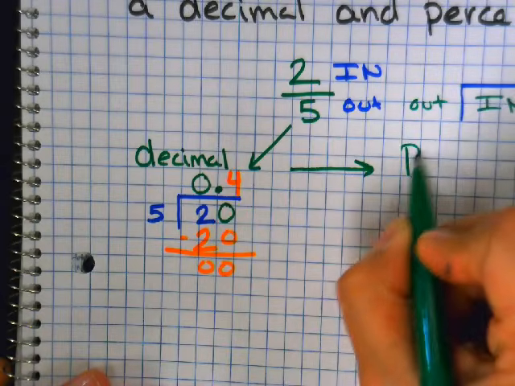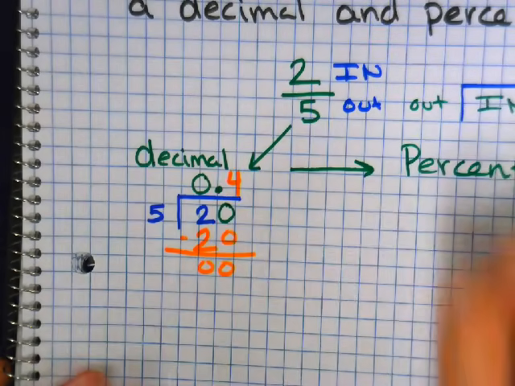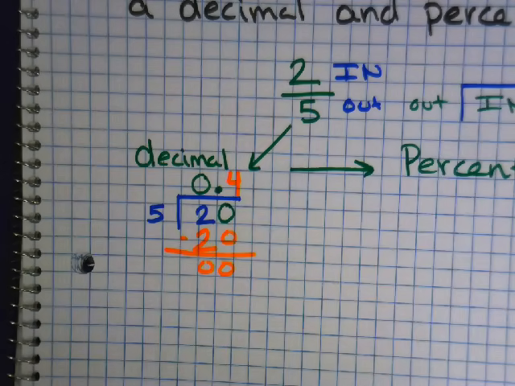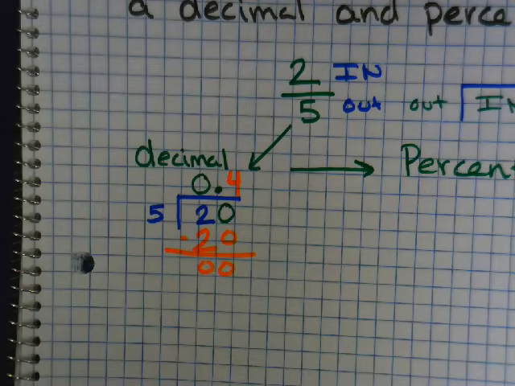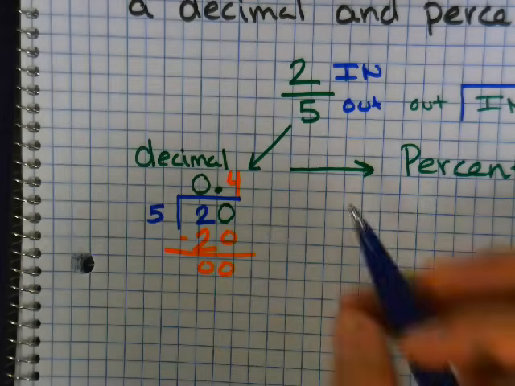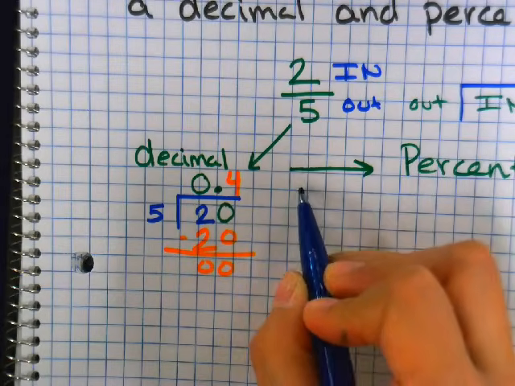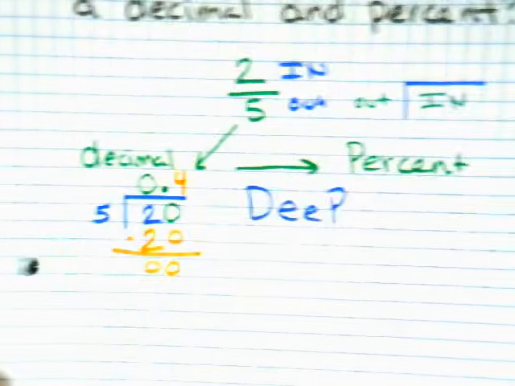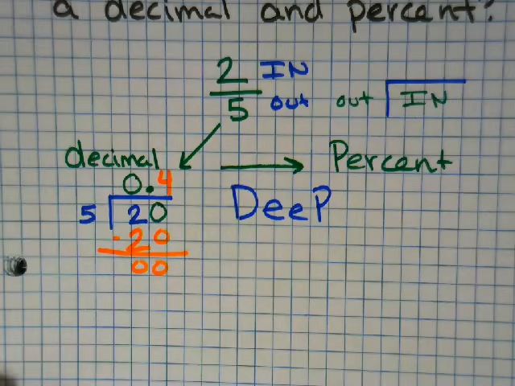Now, does anybody know how to change a decimal to a percent? Move the decimal right 2 times? Yes. Very good. Okay, so Nico said move the decimal 2 times. Do we agree with 2 times? Yes. Okay, so I like to think of the word deep. Like deep sea. Deep trouble.